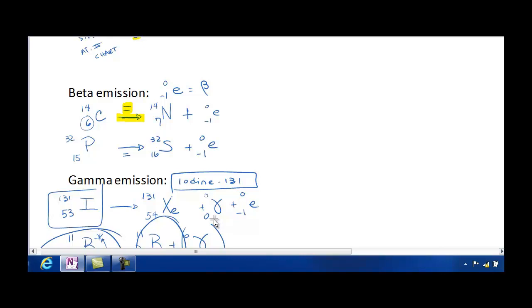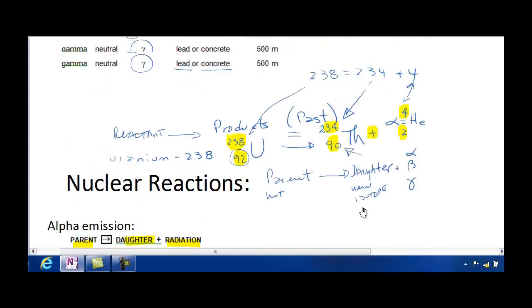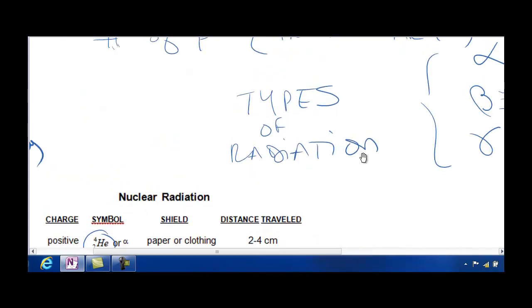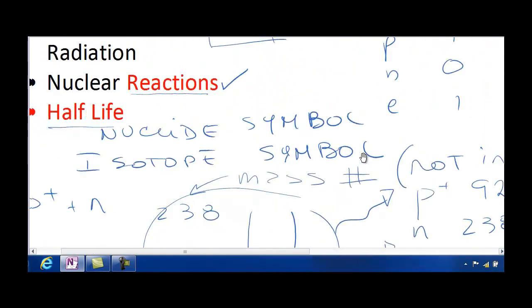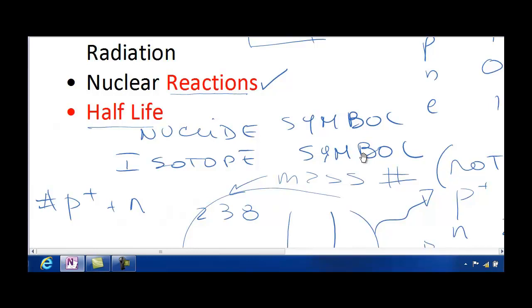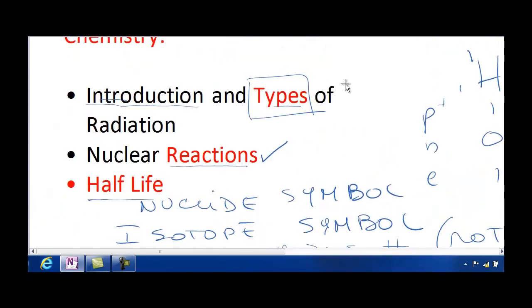Those types of questions are answered under the third step of today's lesson, which is half-life. We looked at types of radiation, alpha, beta, gamma, nuclear reactions, and now we're here, half-life.